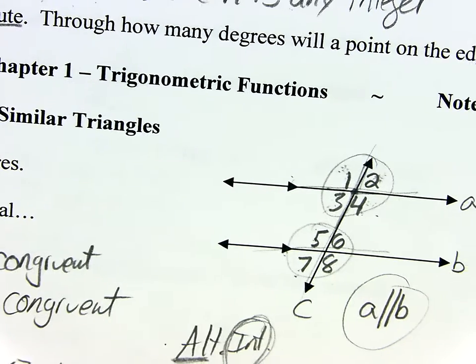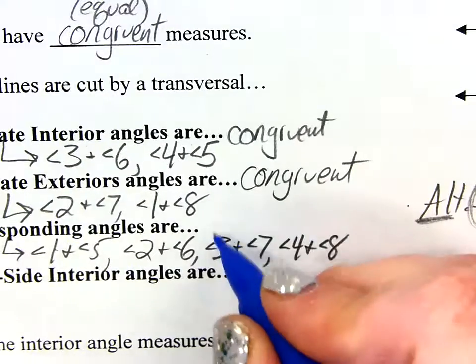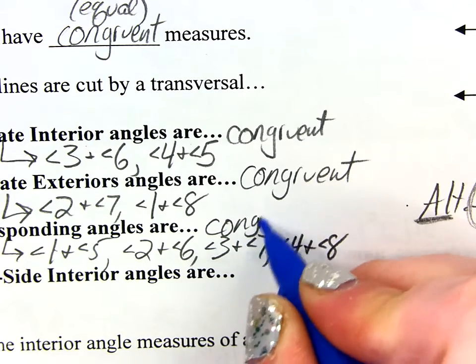So, let's talk about their measure. Corresponding angles. Same measure or not? They are, yep. That's another thing you proved in geometry. So they are also congruent.